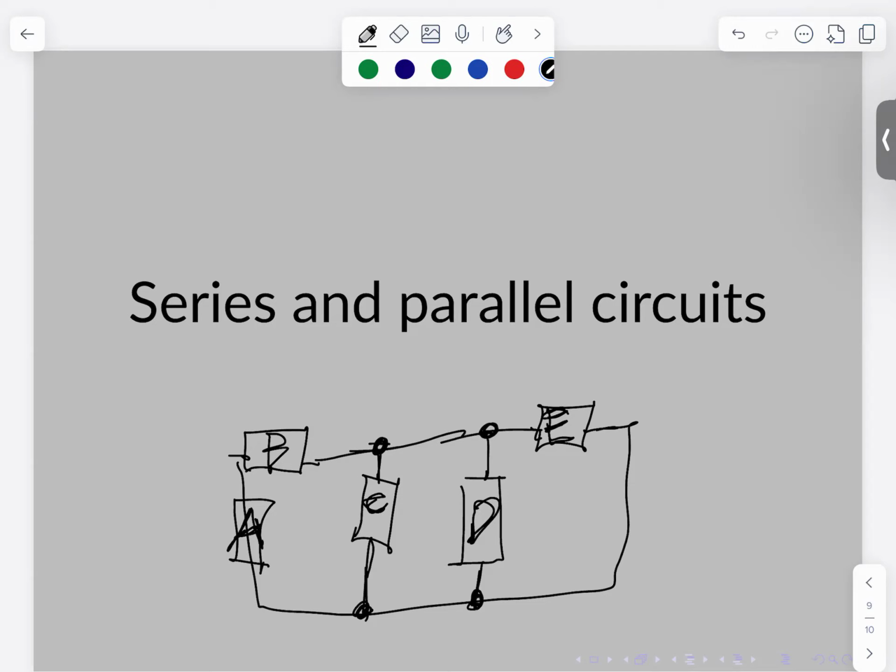A and B are touching each other and their junction has no third place going out. A and B are touching, right? But that point doesn't touch anything else. That's series. Again, especially if you got this wrong, write this down. Series, they're touching. Where they touch has nothing else touching it. They're monogamous.